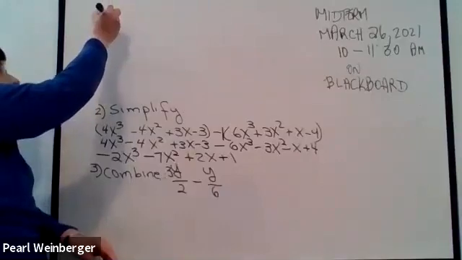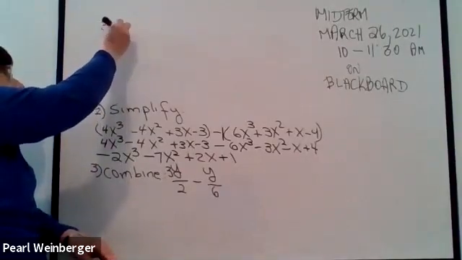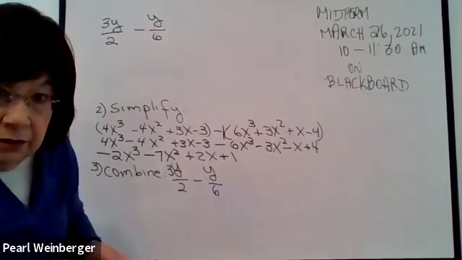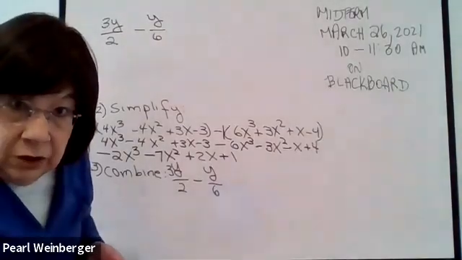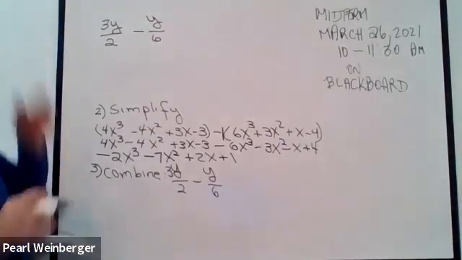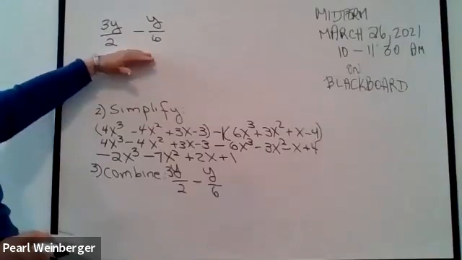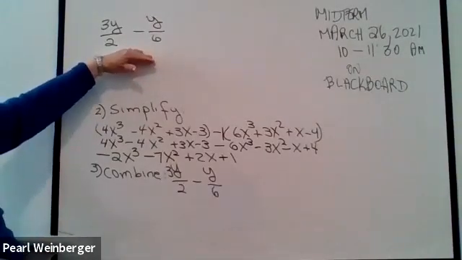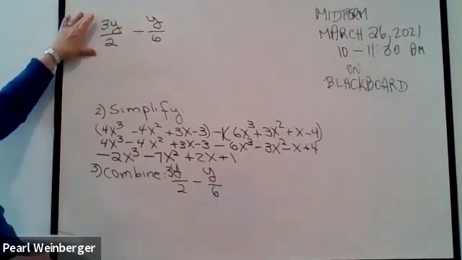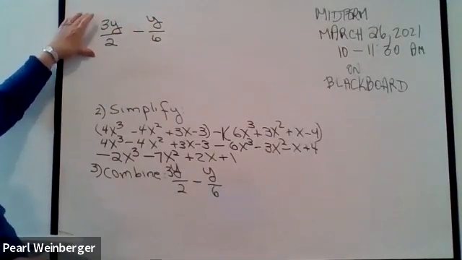So we have this question, 3y over 2 minus y over 6. And this is what we were talking about the other day, on Tuesday, where we started talking about how do we combine fractions? How do we combine rational expressions? By the way, this type of question would not be on the midterm because this is really from chapter 5.